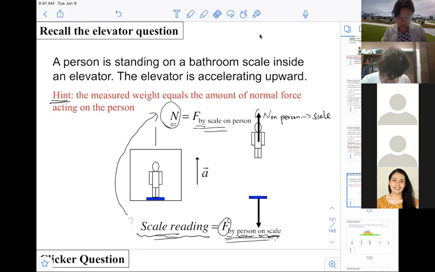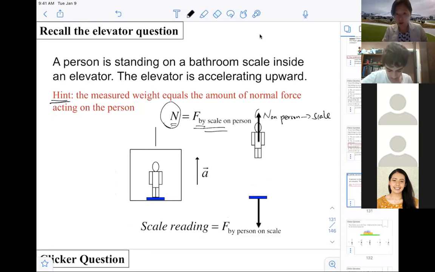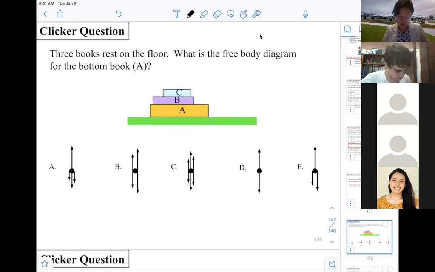So we will continue to look at another example that can help us clarify the different pairs of interaction. So let's look at this question. Okay, so we have 3 books staying at rest on the floor. They're stacked up together. Now we want to draw a free body diagram for book A.